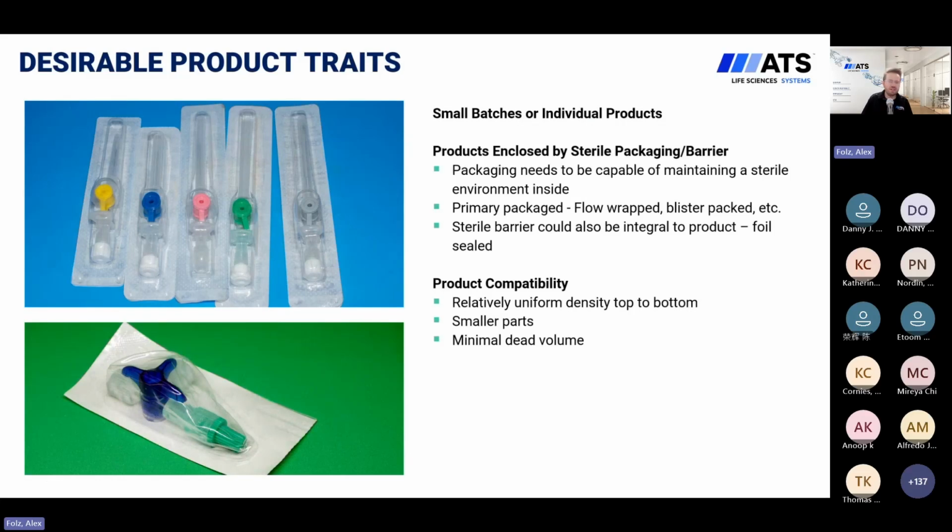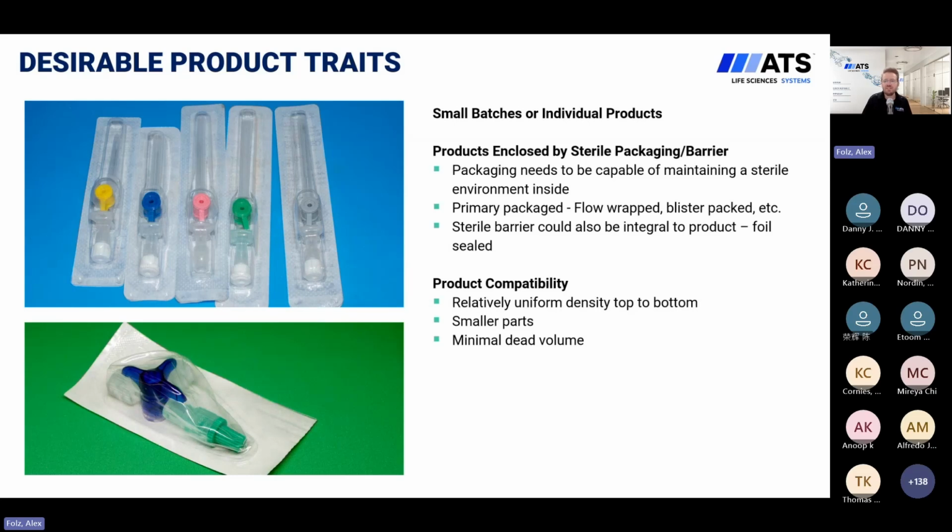Some desirable product traits, right? These are kind of just more high level, a little bit generalized here. But for the system, we are typically looking for small batches or individual products, right? That kind of comes back to that single layer product. Generally, we do want all of the products to be inside the sterile packaging or barrier, right? Packaging does need to be able to maintain a sterile environment inside.